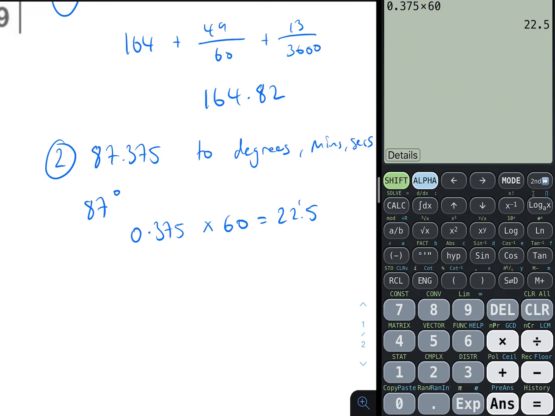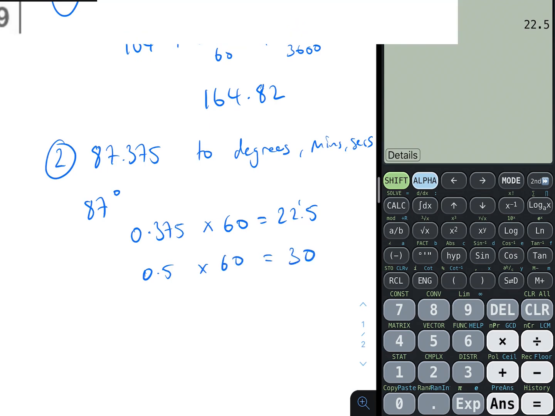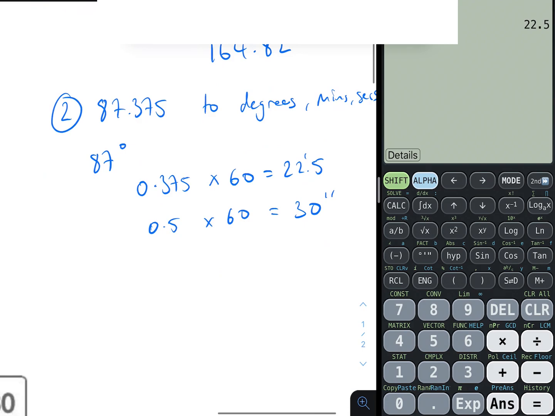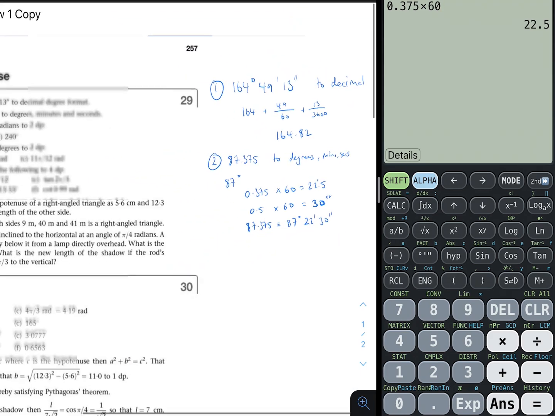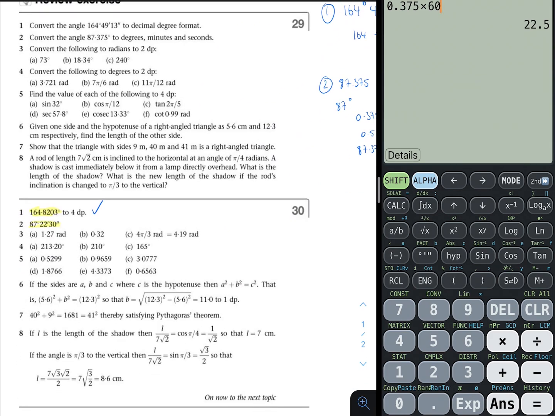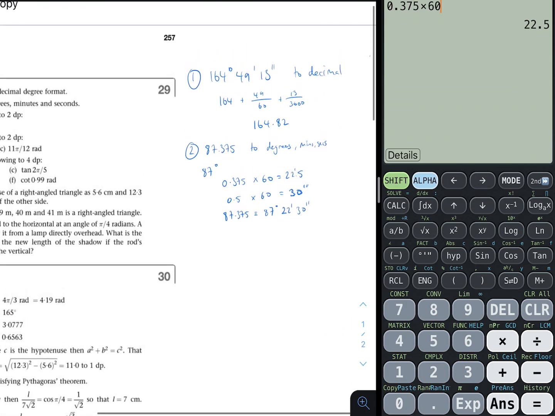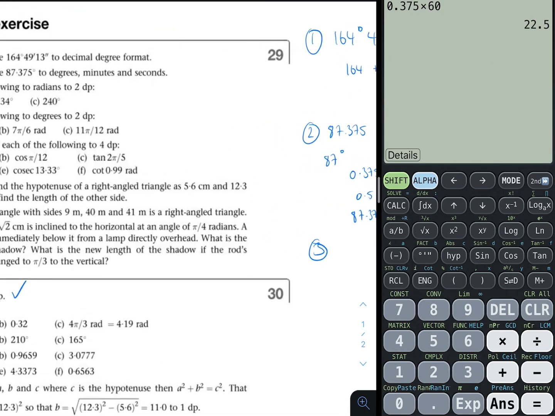0.375 times 60 is 22.5. That's our minutes there, 22. And then we take 0.5 times 60, which is equal to 30, and that gives us our seconds. So 87.375 is equal to 87 degrees, 22 minutes, and 30 seconds. Let's check our answer: 87 degrees, 22 minutes, and 30 seconds. Spot on.